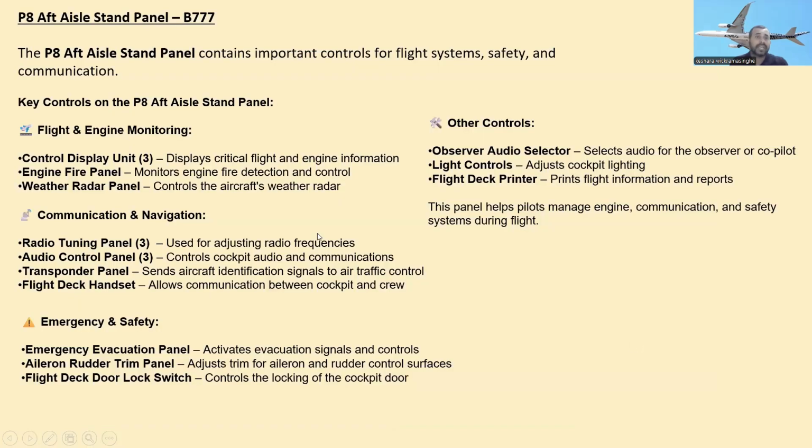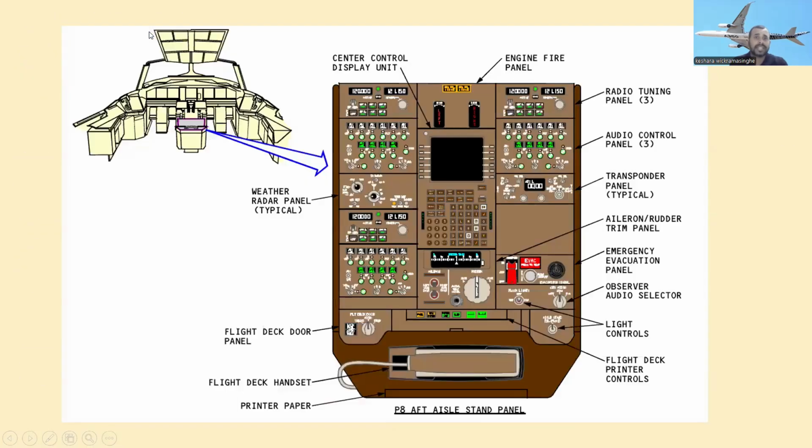Next one, the P8 aft aisle stand panel. This is the P8 aft aisle stand panel, here is the location. You can see the center control display unit, engine fire panel, and radio tuning panel here, and this is the audio control panel. This is the transponder panel. This is the aileron rudder trim panel, and this is the emergency evacuation panel.